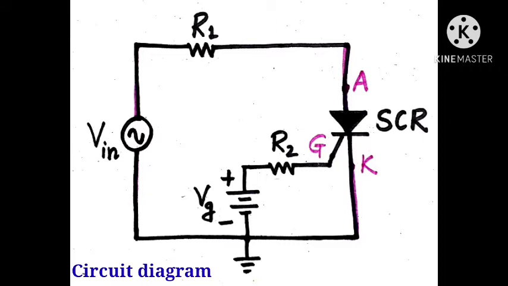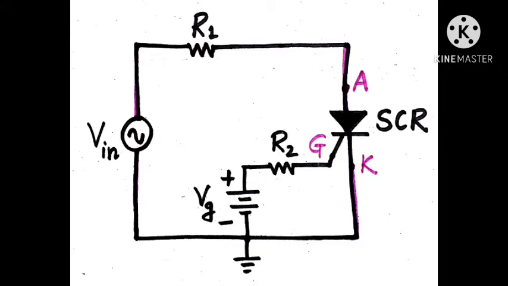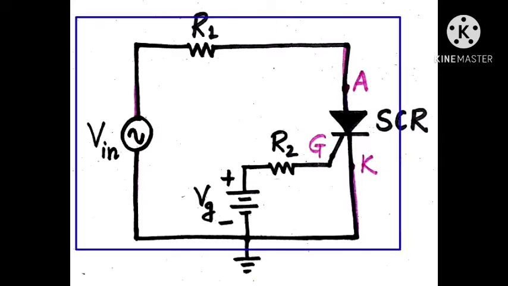Here you can see the SCR. As you know, the SCR consists of three terminals: anode, cathode and gate. If we want to turn on an SCR, we can apply the gate voltage. That is, we have to apply a DC voltage at the gate terminal of the SCR. Here you can see it consists of two different circuits. One consists of the gate terminal and the cathode, and the other consists of the anode and the cathode.